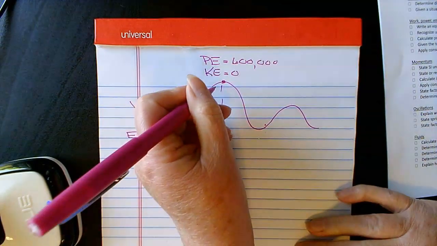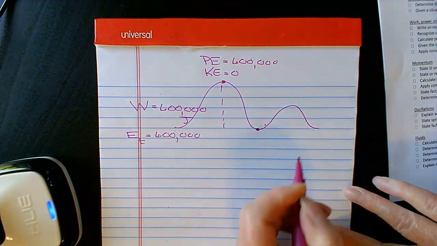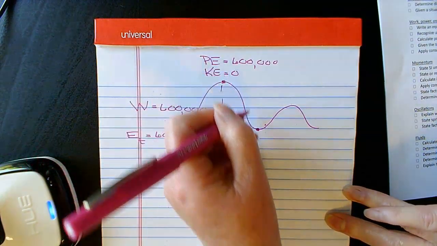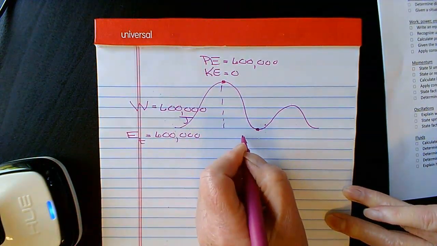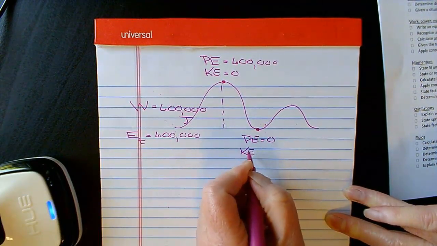And now it goes over the top of the hill, and assuming it goes all the way down to almost skimming the ground, all of that potential then is going to turn into kinetic, because I won't have any potential, and now it's all going to be kinetic.